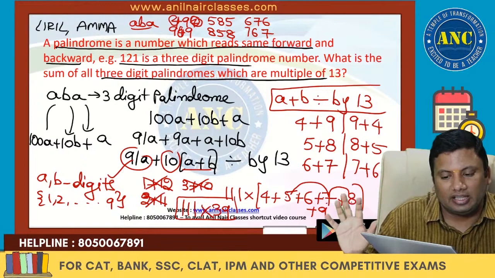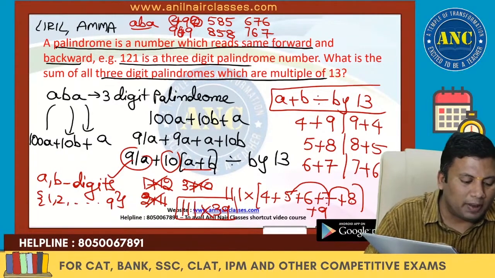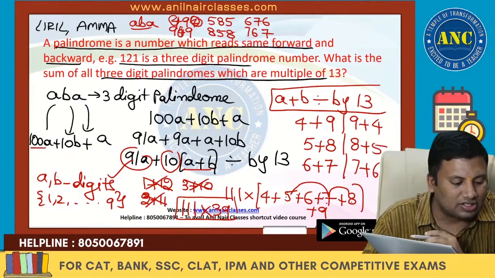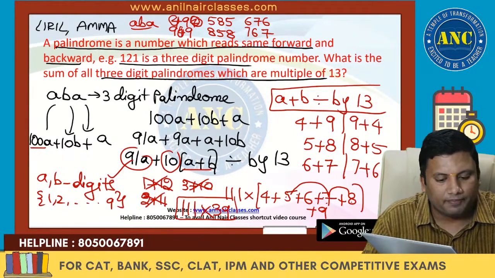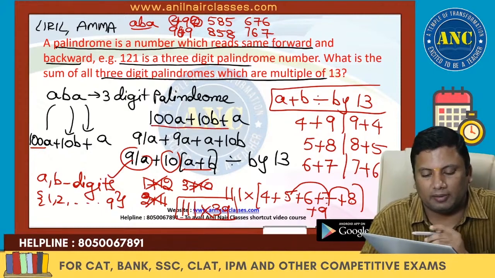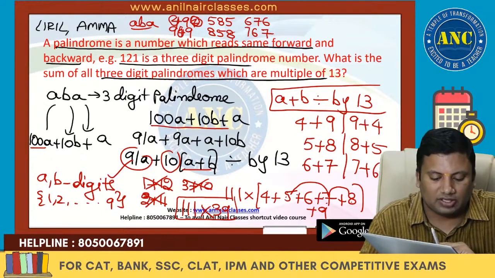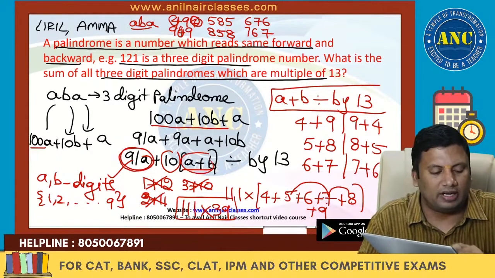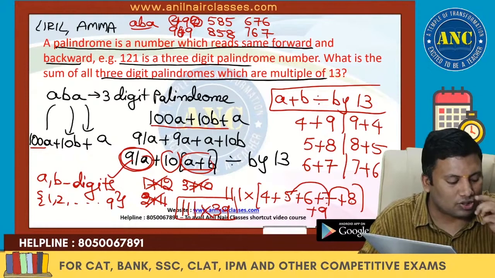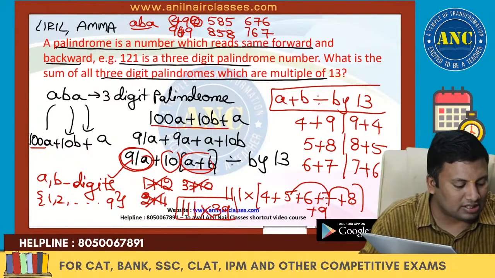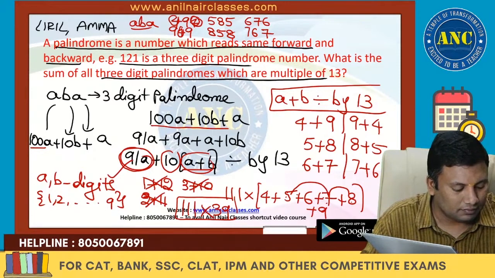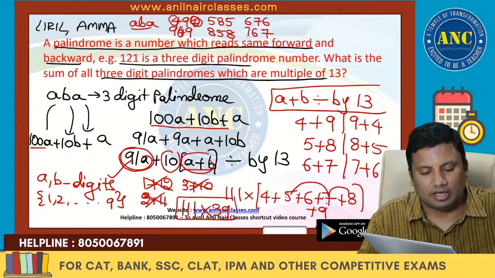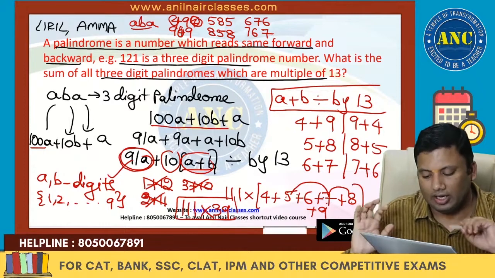First we are finding the 3-digit palindrome. 3-digit palindrome is of the form A, B, A. A is there in hundreds place. 100A, 10B and A: 100A plus 10B plus A, which is 91A plus 10 into (A plus B). Divisible by 13. A plus B should be divisible by 13. I hope it is clear, Praveen. Idea is clear, right? This concept is clear.